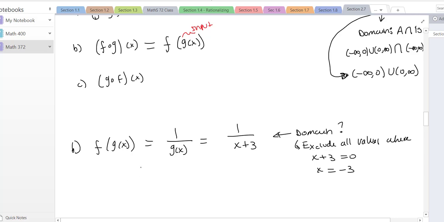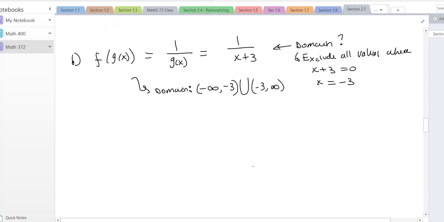So that means that the domain is all real numbers except negative 3. So that means minus infinity to minus 3, not included, so parentheses, union, then minus 3, not included, to infinity. So you want to say all real numbers except minus 3. So you put parentheses around that.